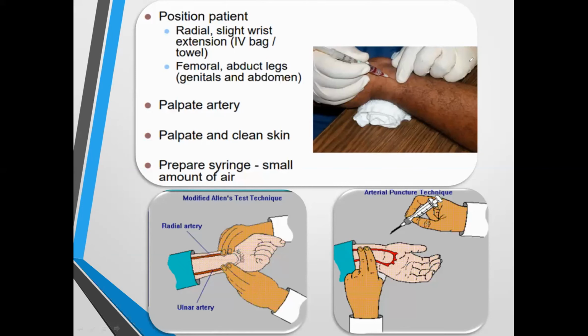Now the first thing is position: for radial, slight wrist extension, with an IV bag. You can put an IV bag or towel or even a drip. For the femoral area, abduct the legs. Always remember that in common practice we mostly use the radial site, the second is brachial, and the third is femoral. Palpate the artery, clean the skin, and prepare the syringe with a small amount of air. That is the normal method.